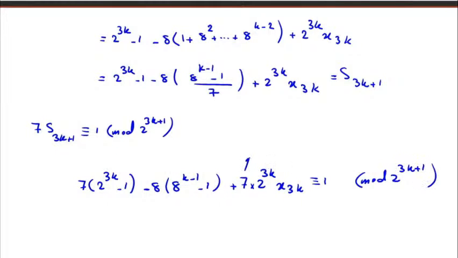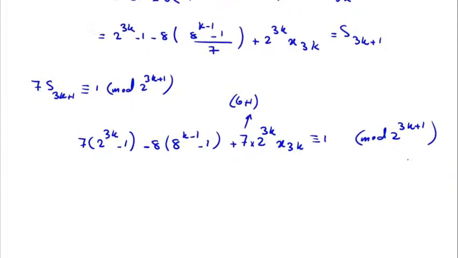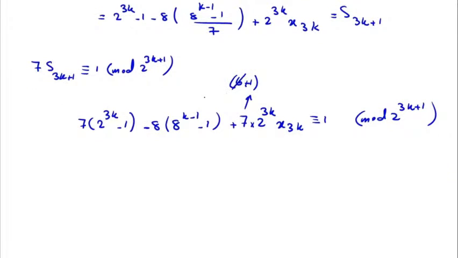Now I can say 7 is 6 plus 1. So 6 times 2 to the 3k mod 2 to the 3k plus 1, because it is a multiple of that, is 0. So we don't need to calculate that. And then 7 times 2 to the 3k, again you say 7 is 6 plus 1. 6 times 2 to the 3k is 0, because it is a multiple of 2 to the 3k plus 1. So it will be 2 to the 3k minus 7 for this part.